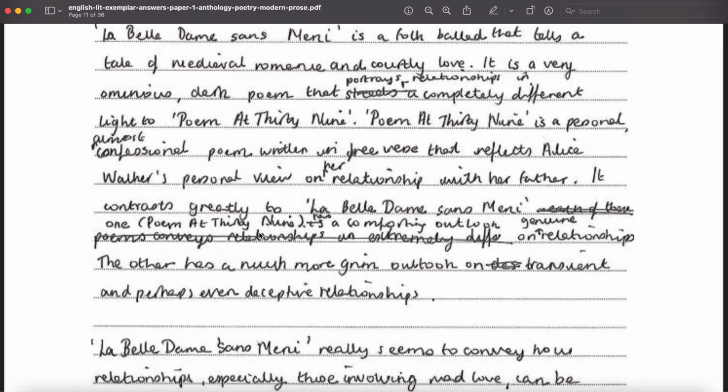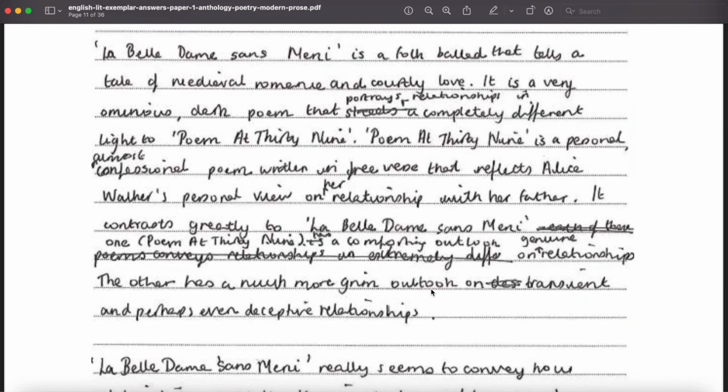One, that Poem at 39 is a comforting outlook on a genuine relationship, while the other has a much more grim outlook on transient and perhaps even deceptive relationships. So once again, you can see something that the student here is doing, which is focusing completely on the keywords.